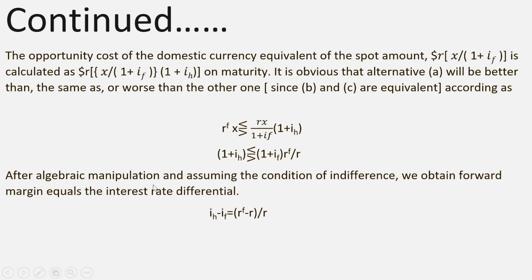After algebraic manipulation and assuming the condition of indifference, we obtain forward margin equals the interest rate differential. That is, IH minus IF is equal to RF minus R divided by R. That is, the difference between the rate of return on home currency minus the rate of return on deposit of foreign currency is equal to forward margin.